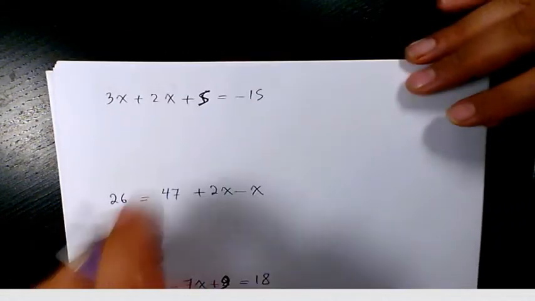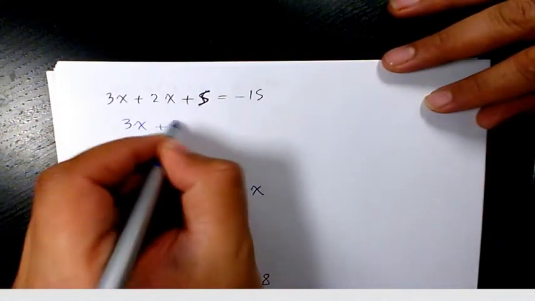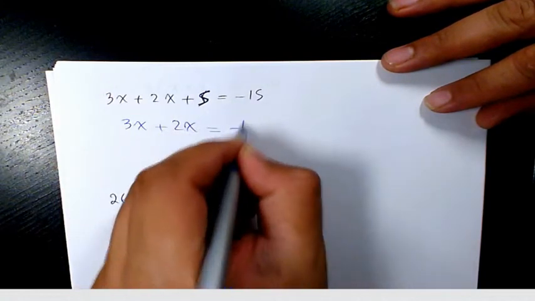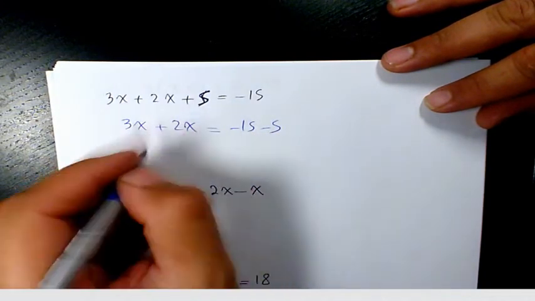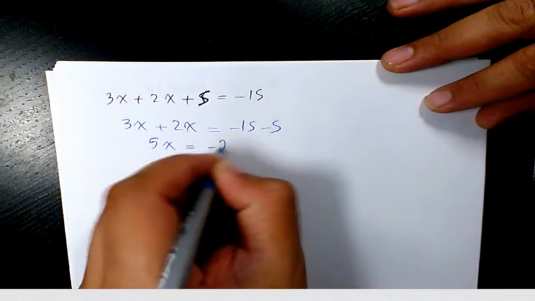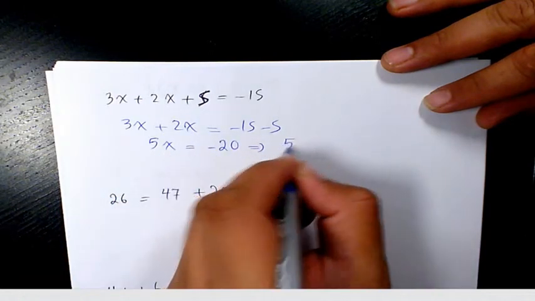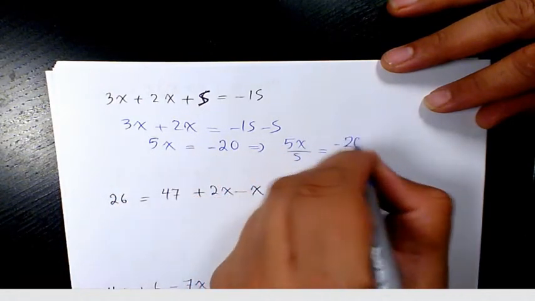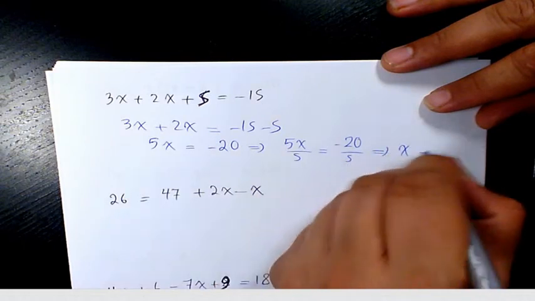Next one. 3x plus 2x. This one is constant. You move it to the other side. So 3x and 2x is going to be 5x, negative 20. So 5x divided by 5 equals negative 20 divided by 5. So x will be negative 4.